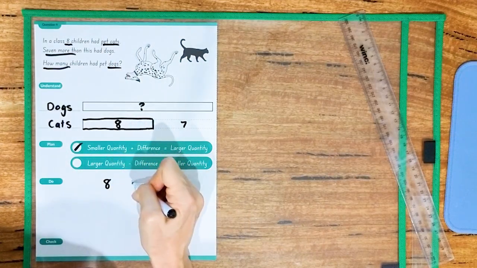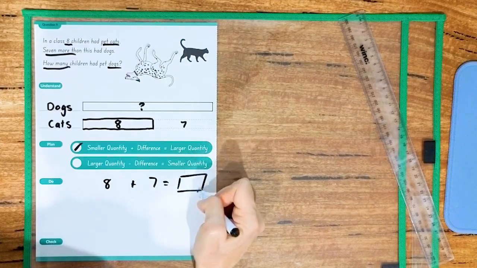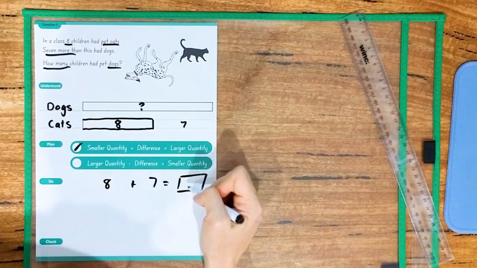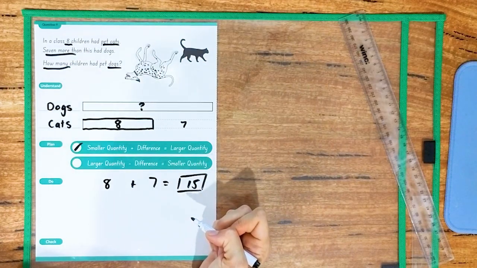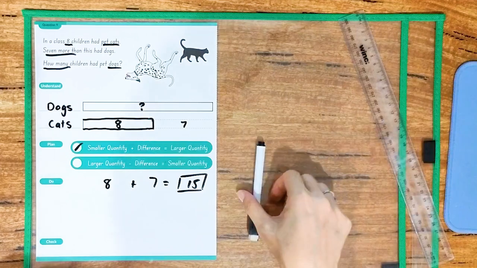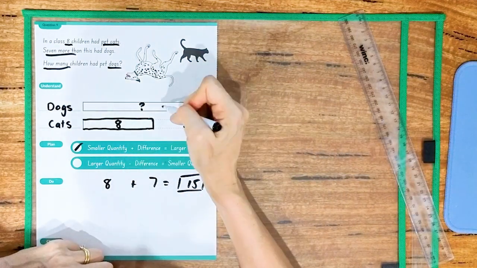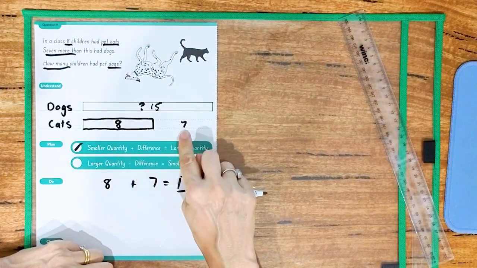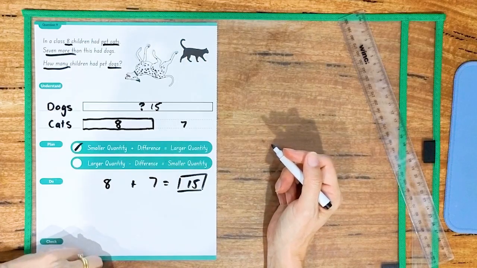8 cats add a difference of 7 will give me the larger quantity of dogs. 8 add 7 is 15. There are 15 dogs. I can check my 15 by putting it in my top bar. 8 add 7 does make 15. So I've got my maths correct.